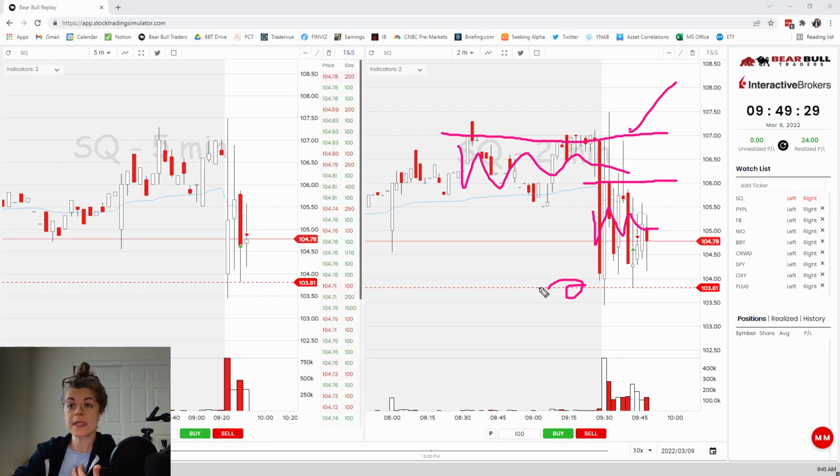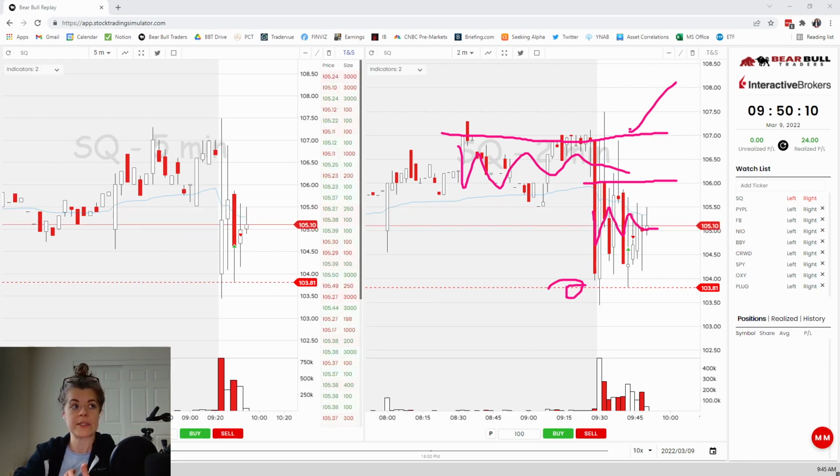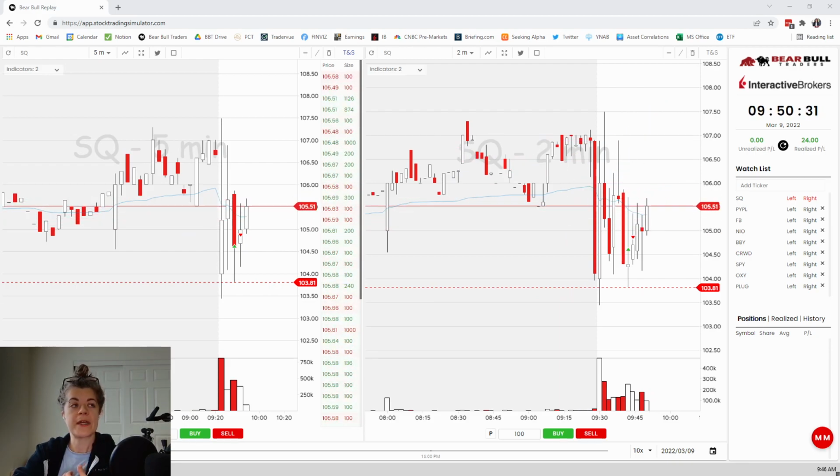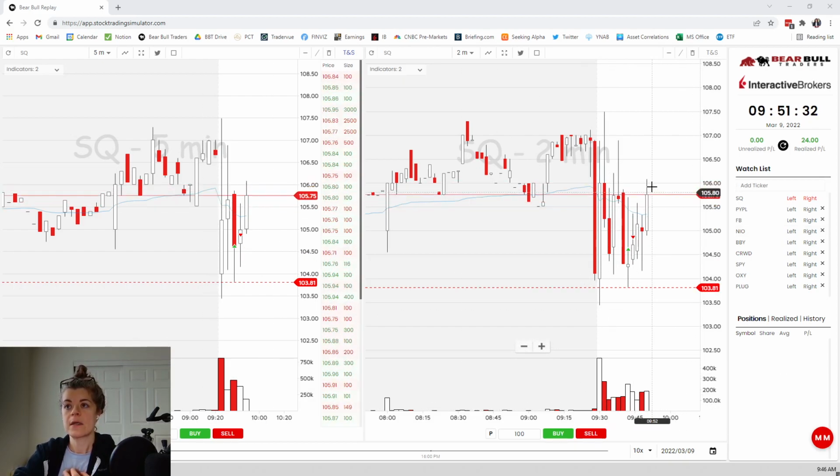I personally prefer the higher time frame range because I know how to play them. I know what my risk is and I know what my risk tolerance is. But if you want to wait for the intraday range to set up, you can. So I'm just waiting to see if it breaks. It's trying. It's definitely trying.